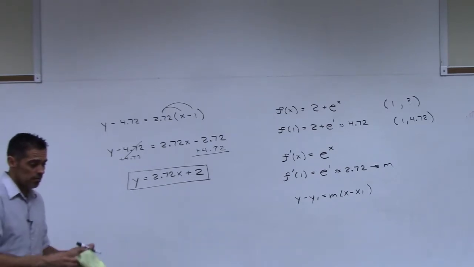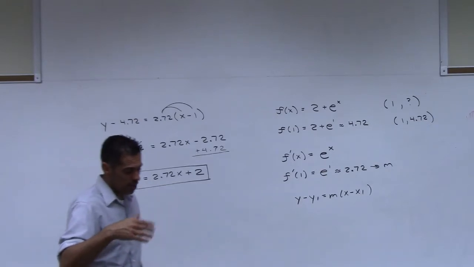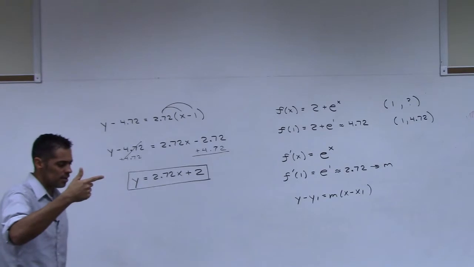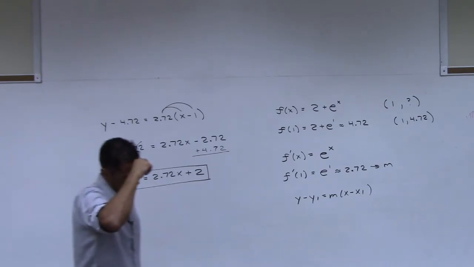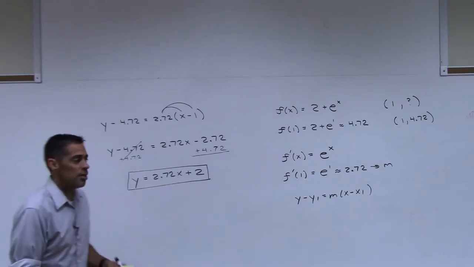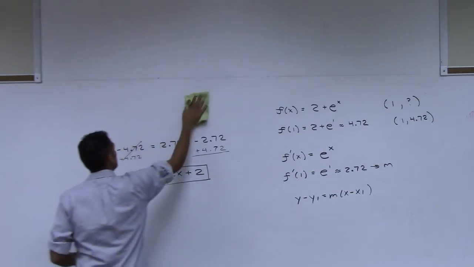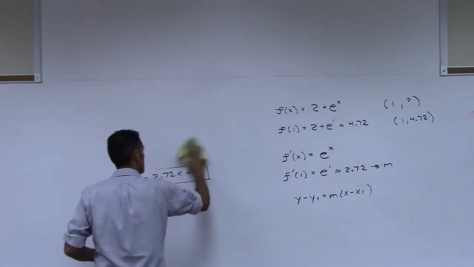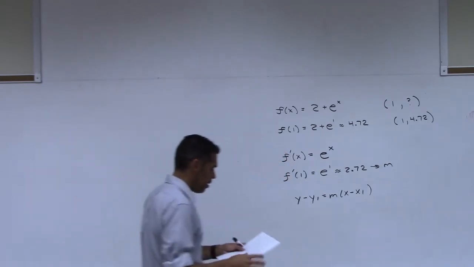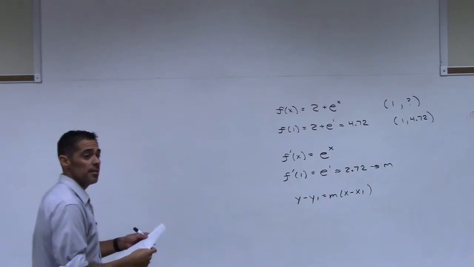So if you want to on your review here, you can put numbers 1 through 4. I don't have the sections with me, but that was derivatives of exponentials and logs. The number 5, 6, and 7 are all implicit differentiation. 5 through 7, yes.